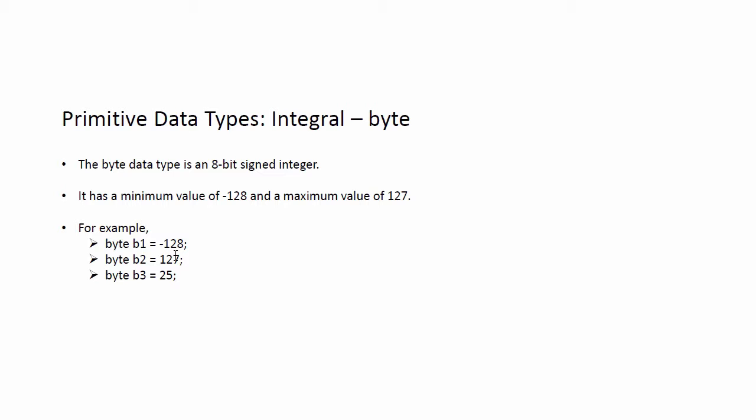For example, the following 3 statements will compile without any error because all the 3 values are within the range of byte. We specify the type first, then the variable name, and then the literal value. So B1 is going to store -128, B2 will store 127, and B3 will store 25. Let us see an example.